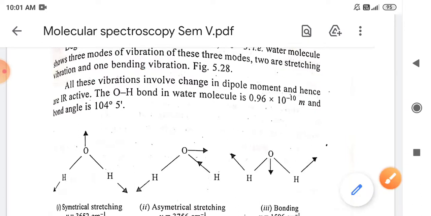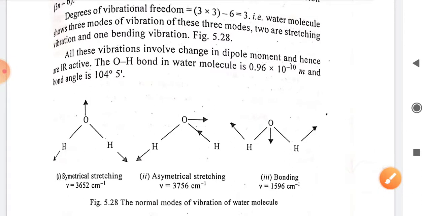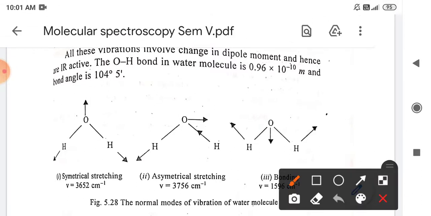Based upon this previous knowledge, all the vibrations involved in this water molecule will result in a change in its dipole moment, and hence all the three modes of the water molecule are IR active. Sometimes you might be asked how many modes of the water molecule are IR active. All three are IR active, because in all three modes of vibration the dipole moment of the given molecule changes.